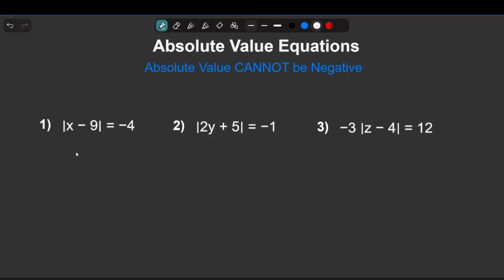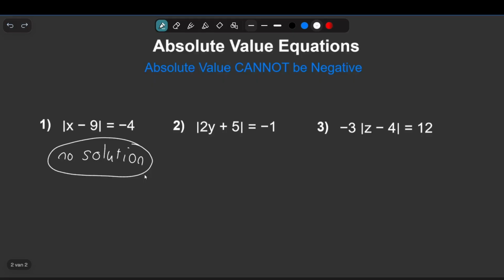So for our first example, we have the absolute value of x minus 9 equals minus 4. For this one, you can immediately see that there is no solution, by looking at the answer right here. If this says a negative number, you immediately stop what you're doing, don't solve the problem, and write down no solution.